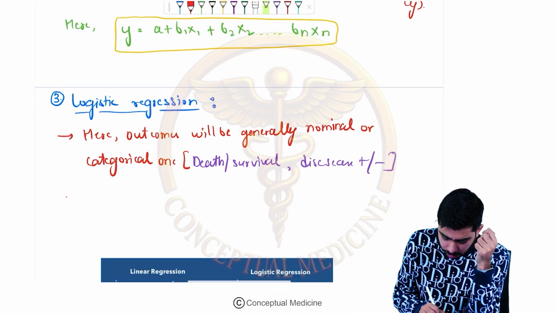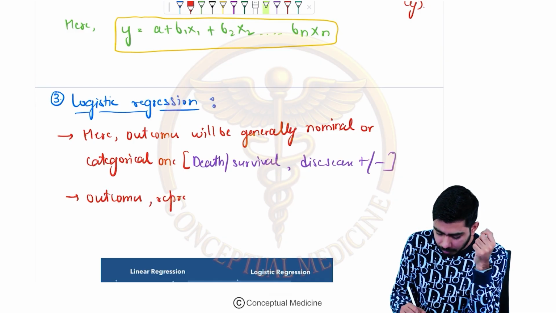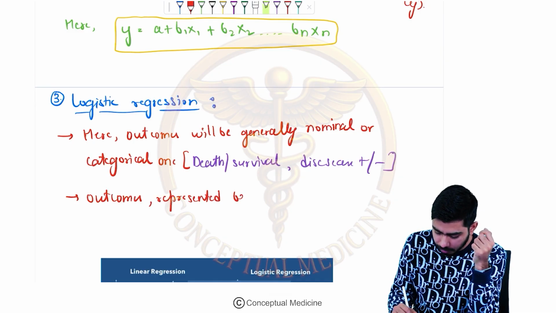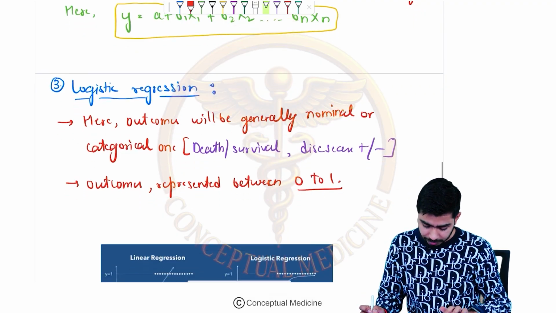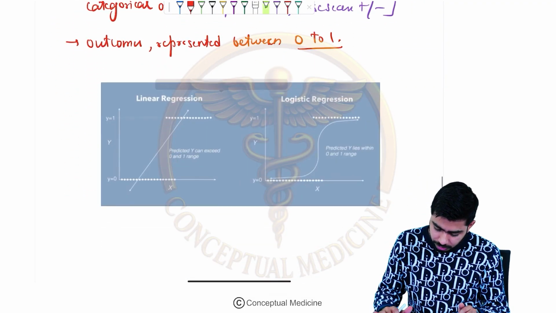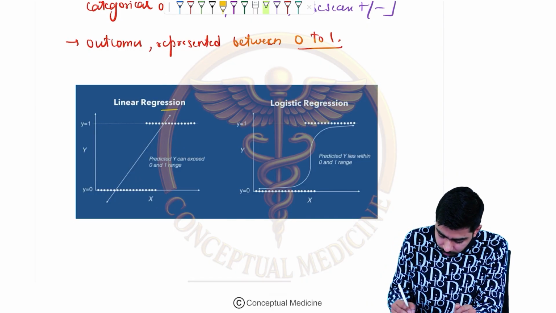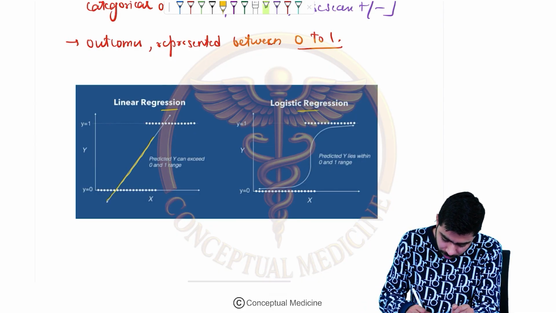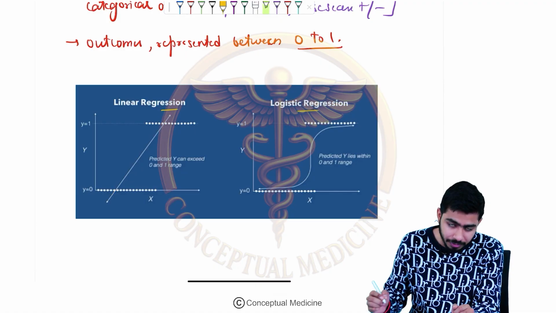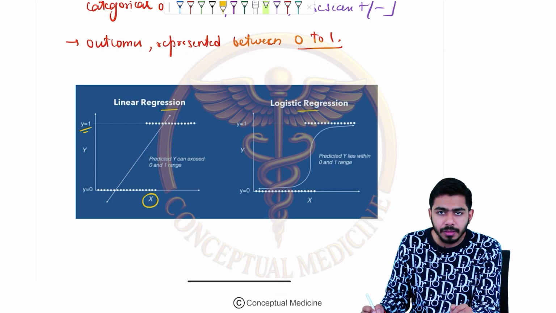So here I should say that outcomes, whichever they will be, will be represented between 0 to 1, right? For example, you can see what I can see over here. I have compared the linear regression with the logistic regression. In the linear regression, there is a simple straight line, right? Here we will be using one variable to predict another one, right?